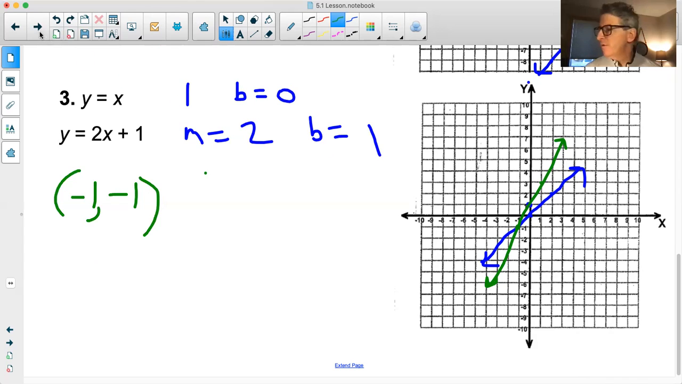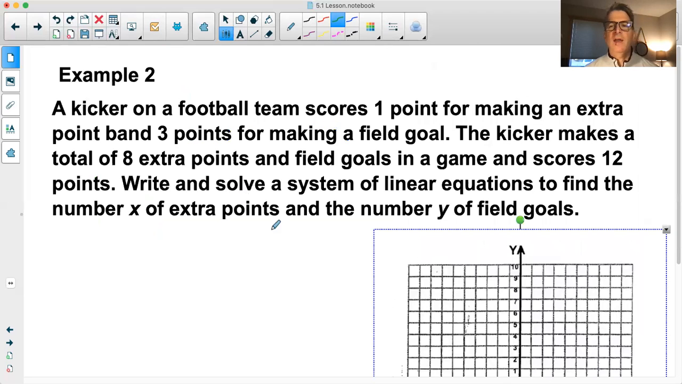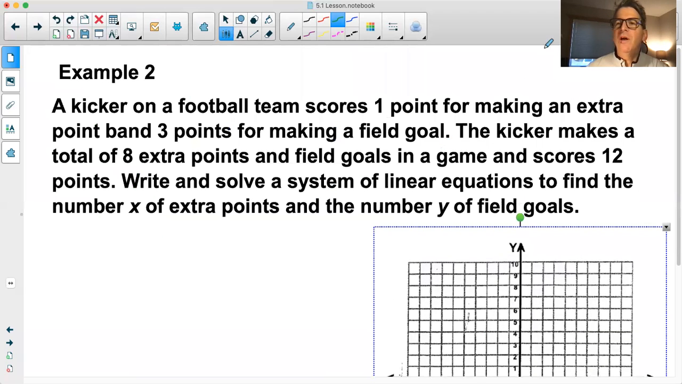All right, now we're going to do our last example, and then we've got 4 more on your own. So let's move to the word problem. And it is football season. And we just had a Vikings game with a bad kicker. So this kind of goes along with those lines.